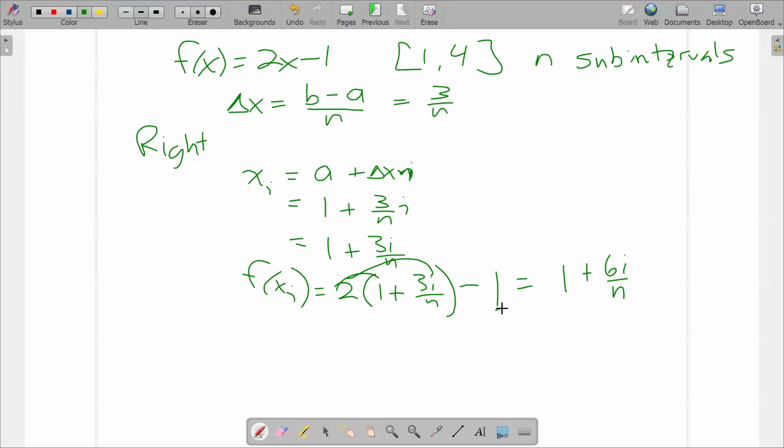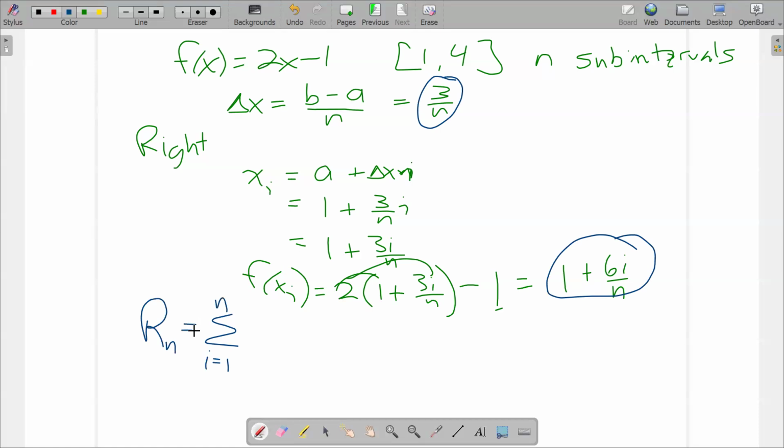And a Riemann sum, again, is base times height. So my sum then, this would be called Rn, right? Because I'm using right endpoints, is delta x times my function value. Sum of i there, over, oops, sloppy there. Just that's divided by n.